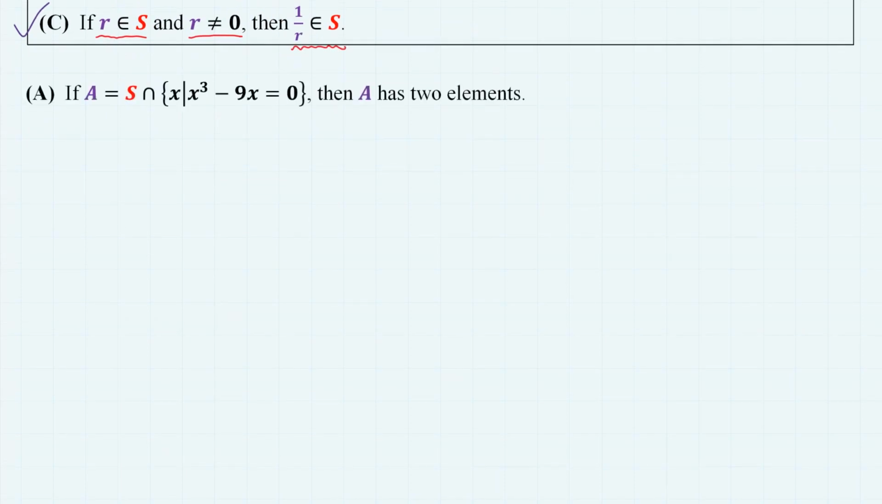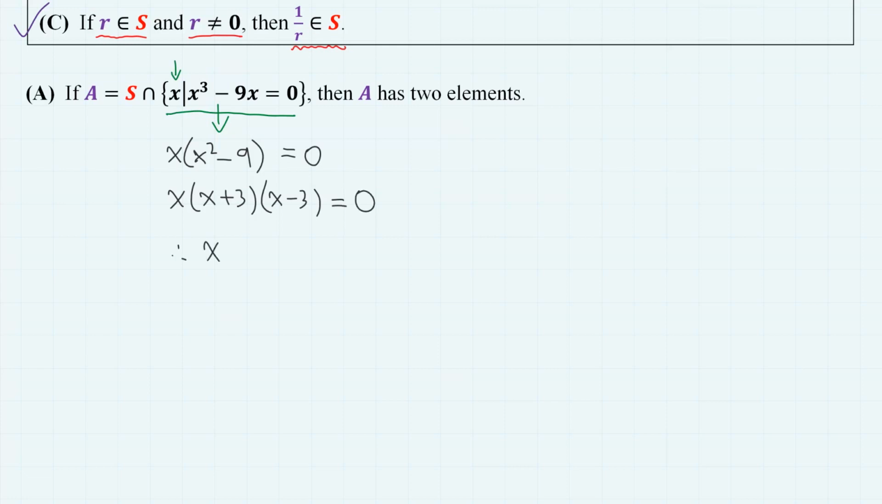So the first choice A, first we have to investigate what would be the elements of this set. It is the set having elements x that satisfy the equation x cubed minus 9x equals 0. So let's solve this equation. We can easily factorize the left-hand side to obtain x times x squared minus 9 equals 0. So x times x plus 3 times x minus 3 equals 0. So we have x equals 0, 3, and negative 3. Therefore, A is the intersection between set S and the set having negative 3, 0, and 3 as its elements.